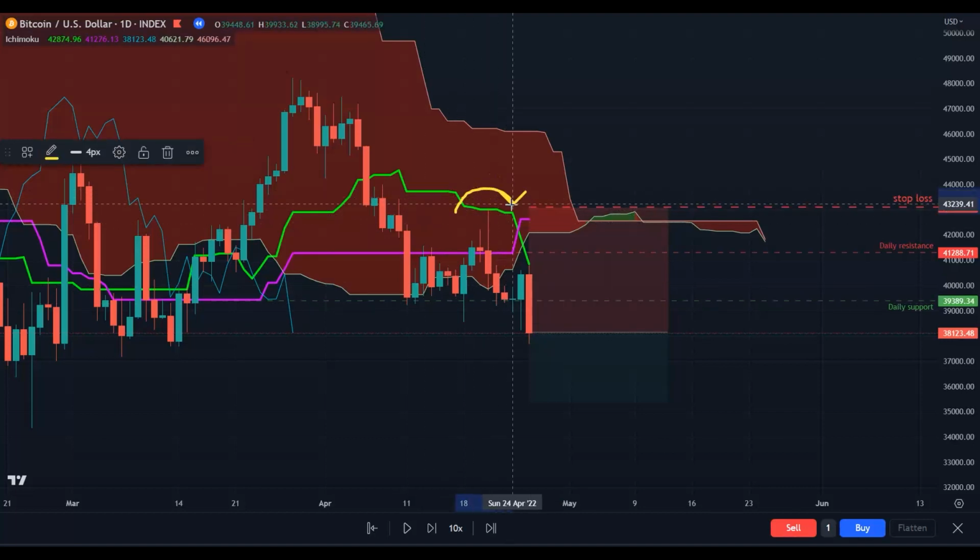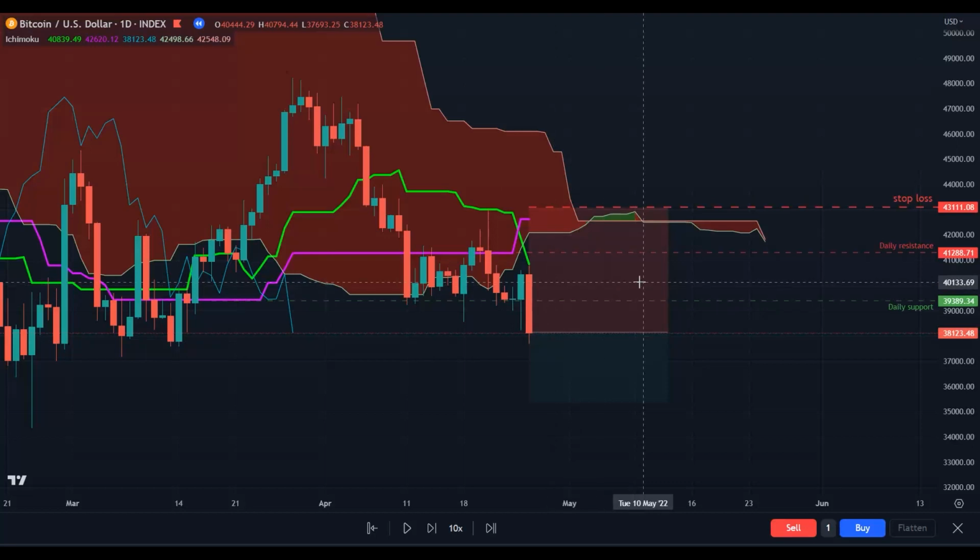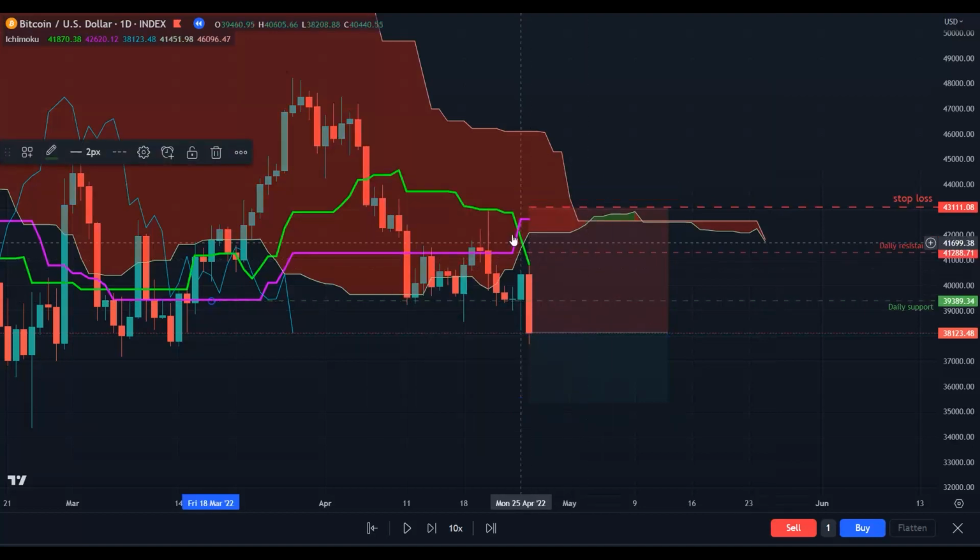You can put your stop loss above the previous swing. This is your previous swing. Okay, or you can put your stop loss above the Kumo cloud. And here I choose to put my stop loss above the flat Kijun.